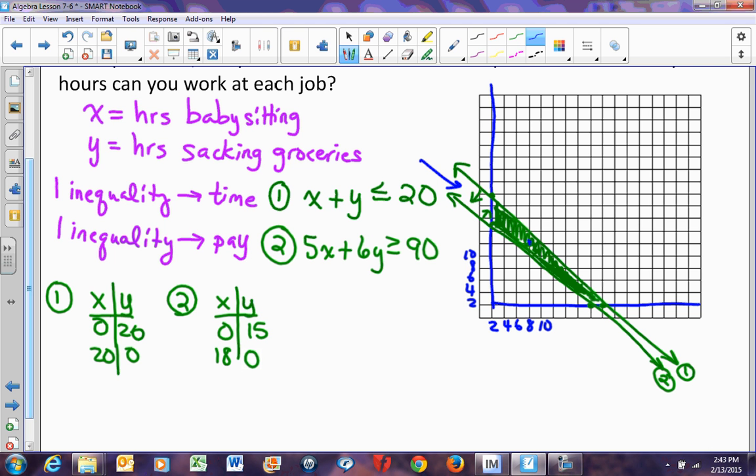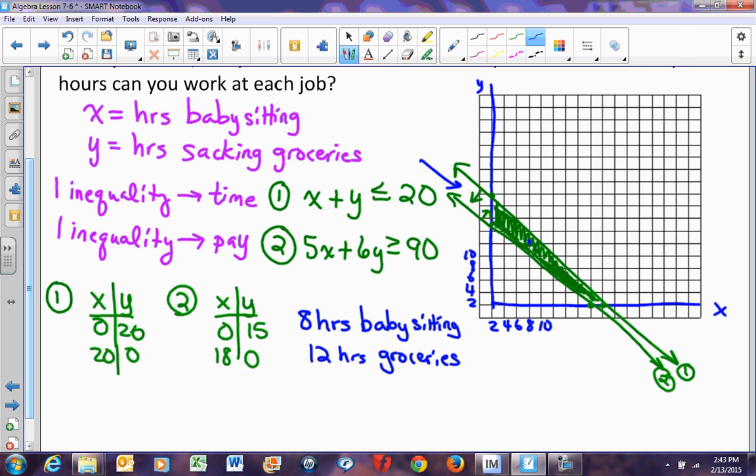So I can do 8 hours of babysitting, and I can do 12 hours of sacking groceries. And that will make me more than $90, but less than or equal to 20 hours. Okay? That's how you do an inequality with a word problem, with a system.